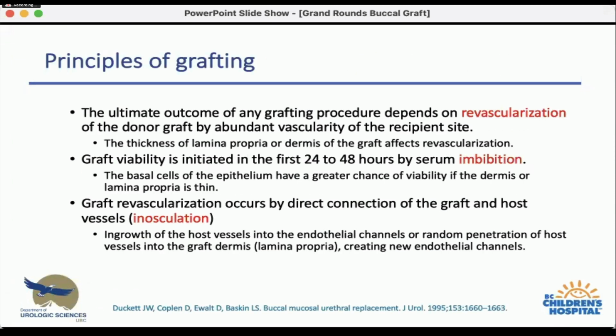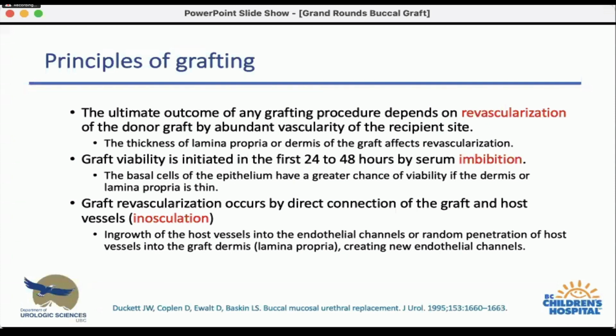So the ultimate outcome of any grafting procedure depends on revascularization, which is the development of new blood vessels or blood supply, and the take, meaning that the graft tissue undergoes neovascularization after excision and transfer to a graft host bed. Then the take occurs in two phases. Together, they require approximately 96 hours.